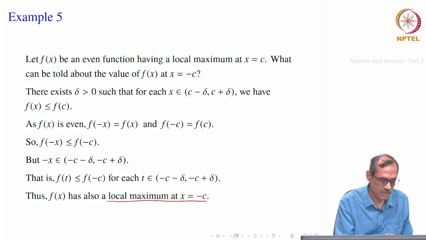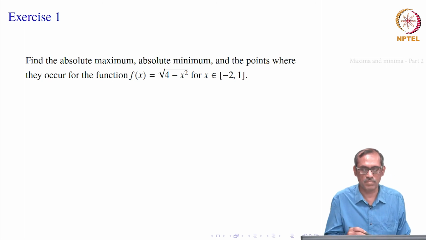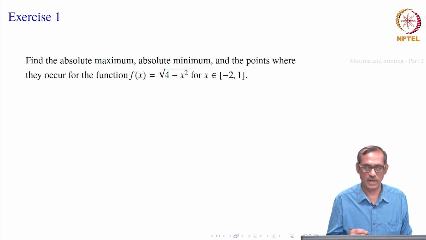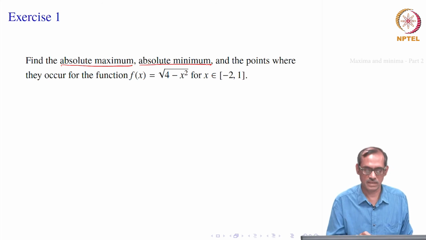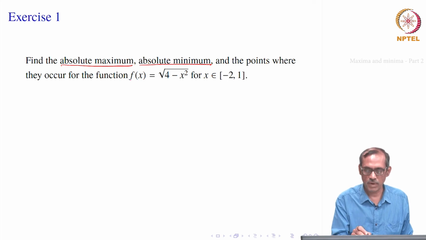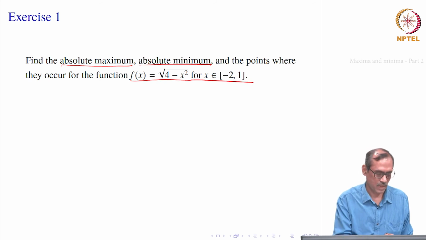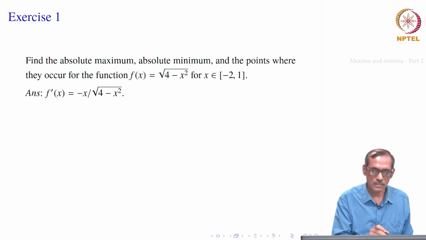Is that fine? Okay, so, let us solve some more problems and see how this idea was exploited. We are required to find the absolute maximum, absolute minimum and the points where they occur for the function f of x equal to square root of 4 minus x square, where x belongs to minus 2 to 1. All that we have to do is find the critical points and so on, and the end points.